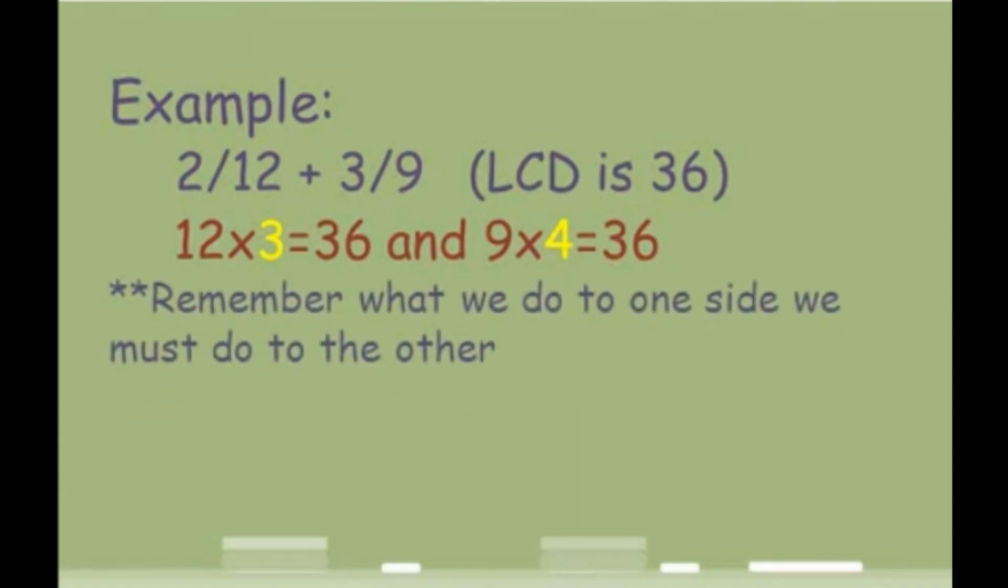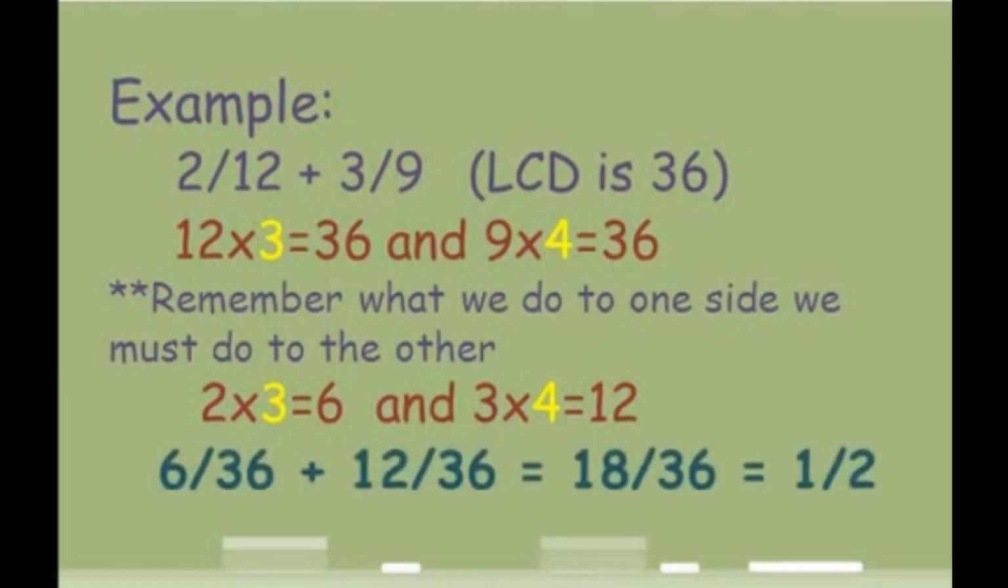Remember, whatever we do to one side, we must do to the other. So we're going to multiply our numerator by the same amount. So it's going to be 2 times 3 equals 6. And then it's going to be 3 times 4 equals 12. We're going to rewrite our fractions. 2 twelfths becomes 6 over 36.